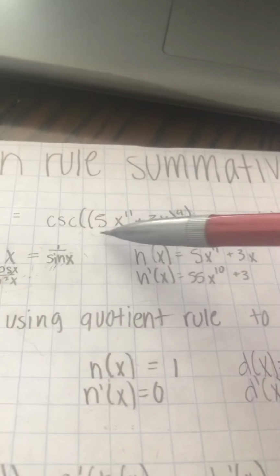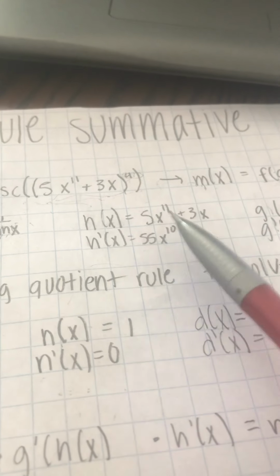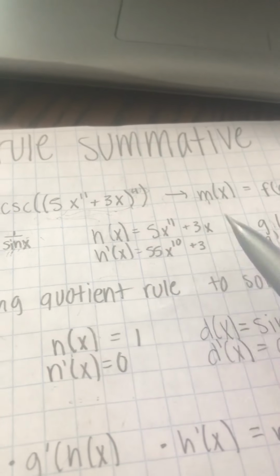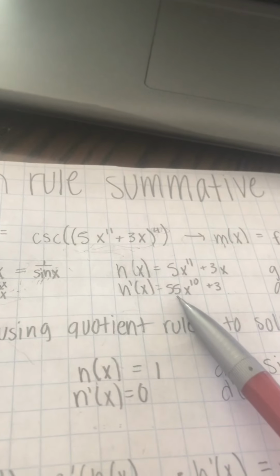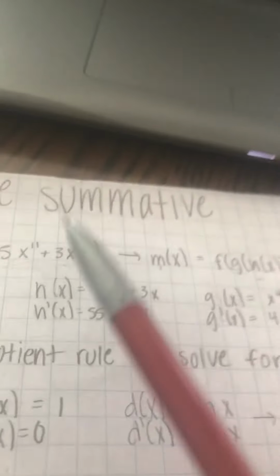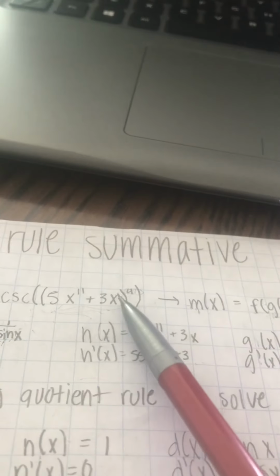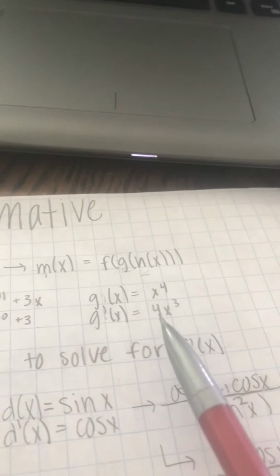So h of x is the one that's all the way inside. It's 5x to the 11th plus 3x. Then I use the power rule to just get 55x to the power of 10 plus 3. And then for g of x, it's just this inside here to the power of 4. So it's x to the power of 4, and then I use the power rule to get 4x to the power of 3.